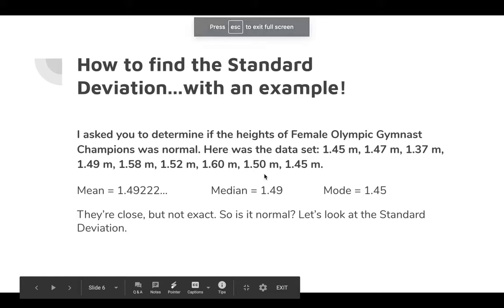Hi guys, I'm going to talk you through how to find the standard deviation with this example.